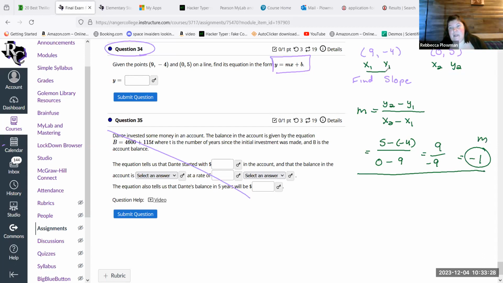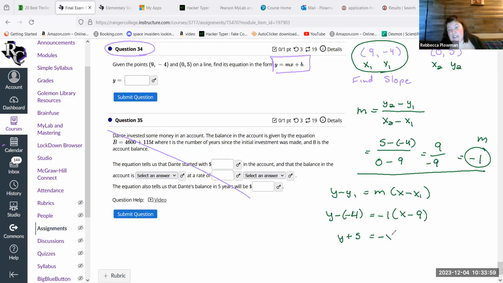So this is my m, and we said this is my x1, y1. So we can use this equation again, because we do have everything labeled. We keep the y, but y1 is -4. So we subtract a -4. Slope is -1. And then we get x minus, and my x1 is 9. So this is y plus 4. We get a minus x here, and then if I distribute to both numbers, that's going to be +9. We're going to subtract 5 from both sides.